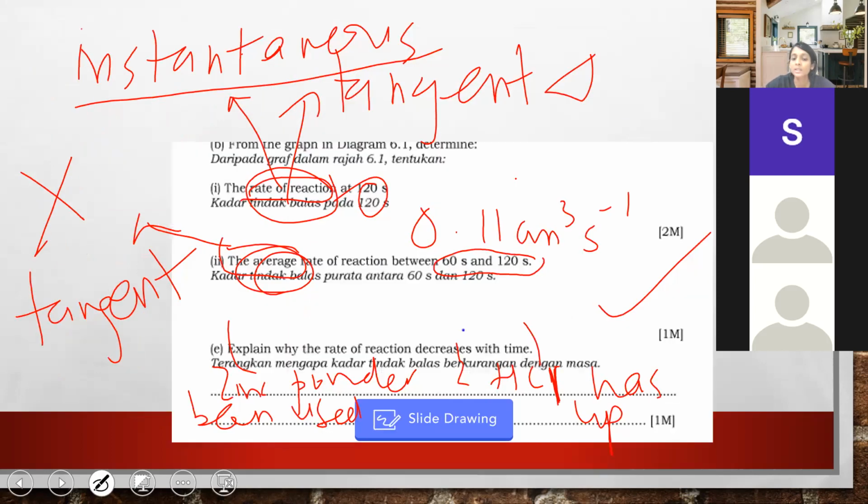Zinc powder and hydrochloric acid, your energy, for example, has all been completely used up. So that's why your rate of reaction decreases with time. Keshman, I hope that answers your question. Yes, sir. Thank you so much.